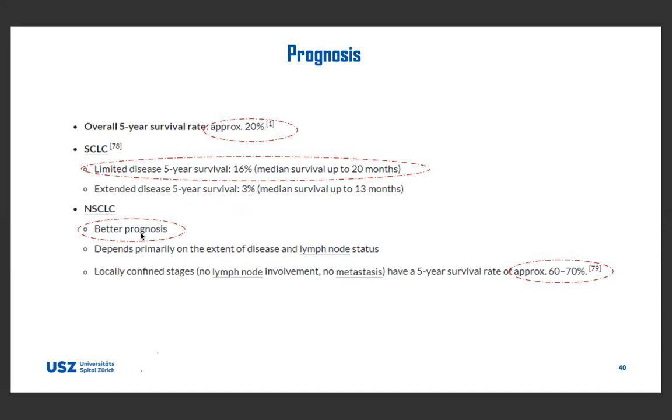Non-small cell lung cancer has better prognosis. It depends primarily, of course, on the extent, how large the tumor is, whether we have lymph node involvement, metastasis, and so on. But in general, if we have just a locally confined stage, so no lymph nodes, no metastasis, 60 to 70% of patients will be alive 5 years after diagnosis. So it's a huge difference between 16 or 15 and 70%. That's why I mentioned the most important point to know at the first stage is: is it non-small cell lung cancer or small cell lung cancer?